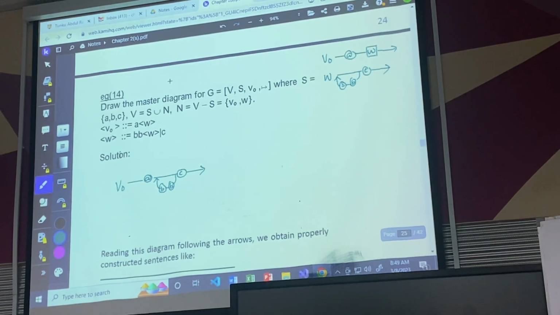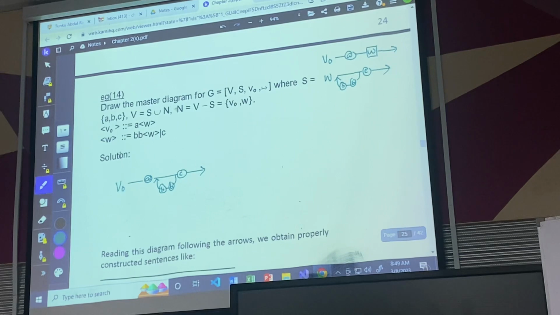Every time, the question will tell you which one is the terminal and which one is the non-terminal from the set S here. So you need to see the set S: A, B, C are all the terminals, and the non-terminals are V0 and W inside this. Okay? So this is one of the master diagrams.